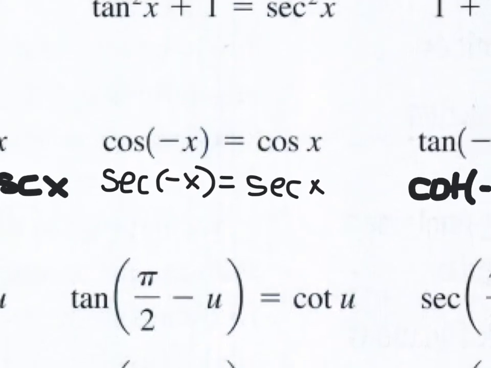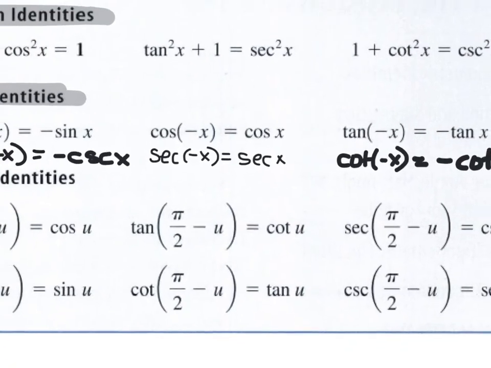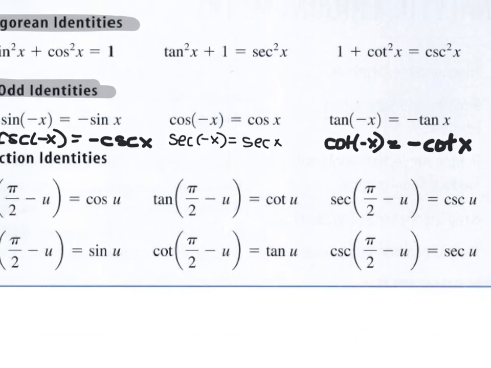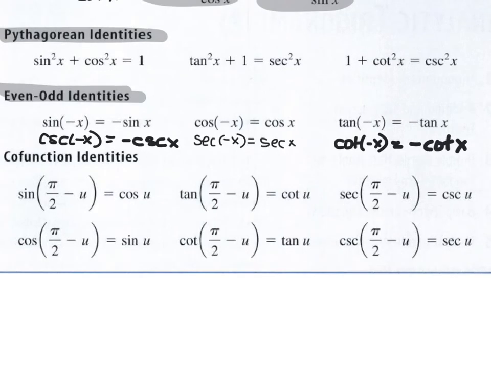So most of these you're not doing with values anymore like we did the first time around. You're doing them with replacement. So if I saw something like cosine negative x, I can immediately replace it with cosine of x. If I saw something like tangent negative x, I would immediately replace that with negative tangent of x. That's how you'll use these.